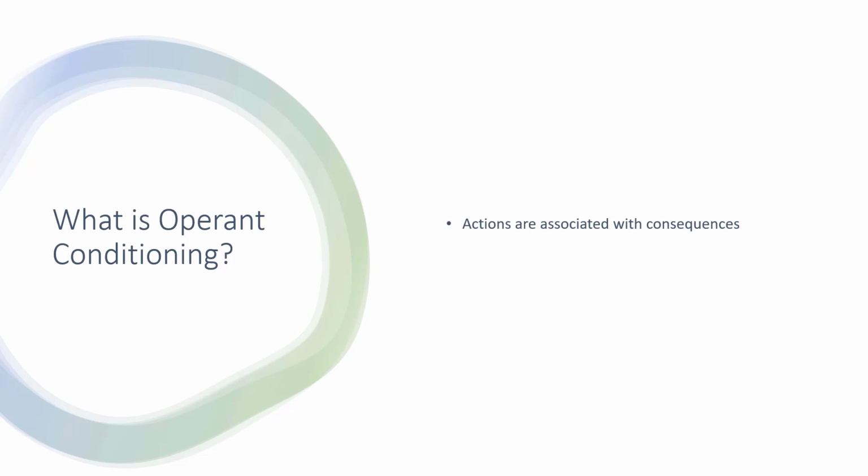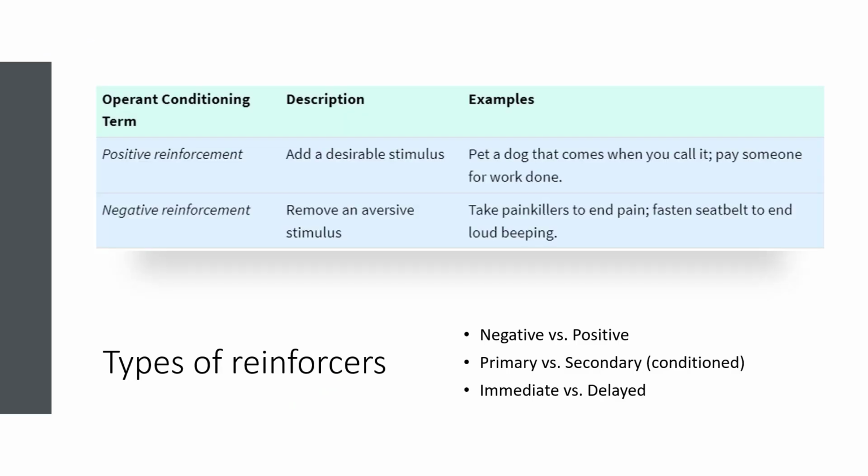Operant conditioning is a form of learning where actions are associated with consequences. The behavior becomes more likely to recur if followed by a reinforcer, or less likely to recur if followed by a punisher. We have a couple of categories of reinforcers, which can help increase behavior. Remember, we're reinforcing the behavior. We want it to occur more frequently.